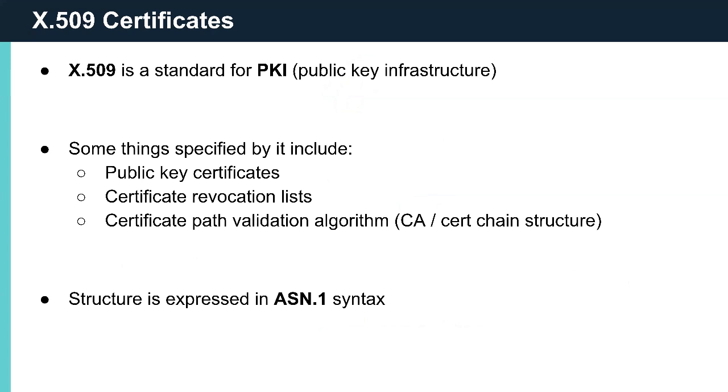So X509 is a standard for public key infrastructure. Some things that it specifies are how public key certificates should be encoded, certificate revocation lists, and also how the validation should be done of a certificate chain or certificate path. Certificates and keys are generally structured in ASN.1 syntax, which is also kind of onion-like if you're trying to think of how it builds up. And we might look at that a little bit again here.